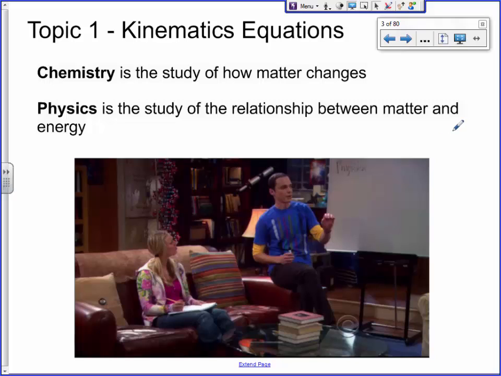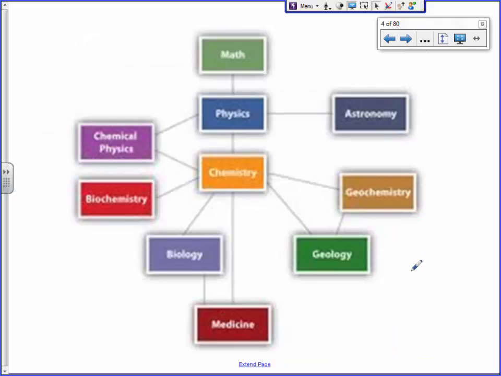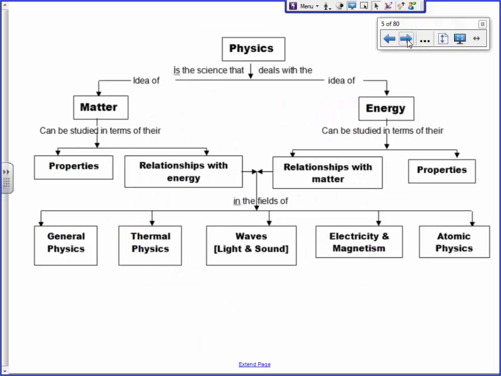Quick review of just chemistry and physics and some of the words we use. Physics is all about matter and energy. That's kind of the definition of physics in general. Usually this is kind of my introductory notes. Let's just move on.